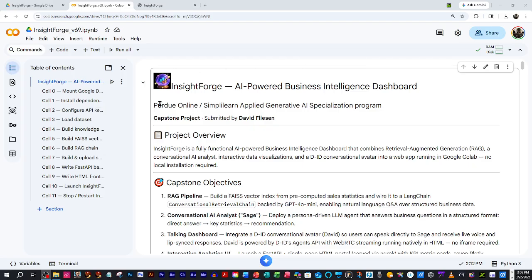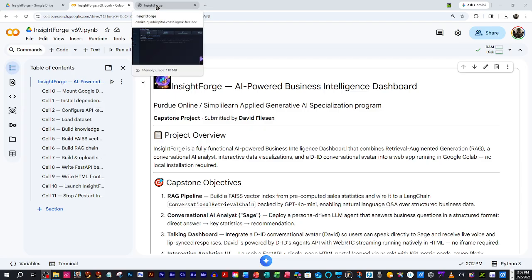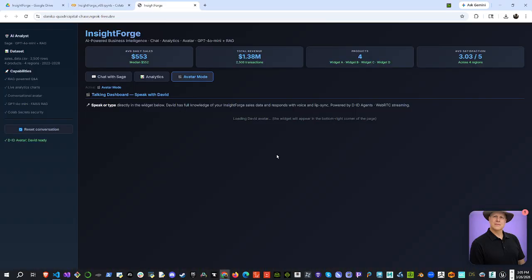This is the Google Colab Jupyter notebook that I put together. I have this running on my Google Drive, and I've launched it. I'm going to show you what it looks like here. This is InsightForge BI, or Business Intelligence.